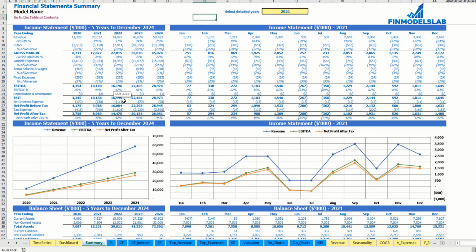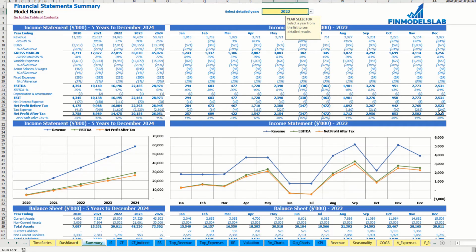On the top you have the income statement broken down by 5 years, and the selected year, which you can change here, broken down by months. Below you may see the same information in chart form.